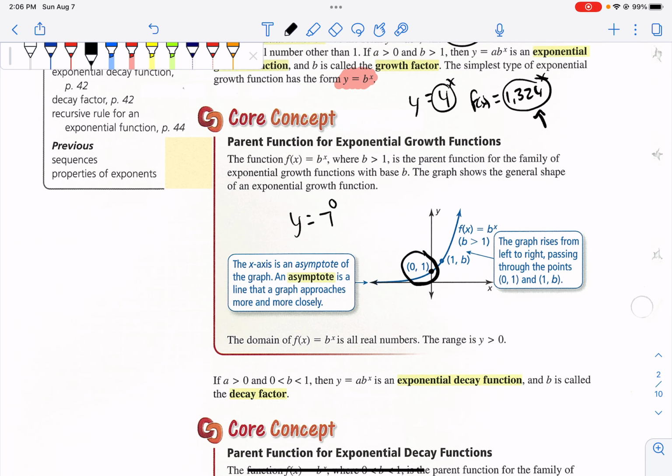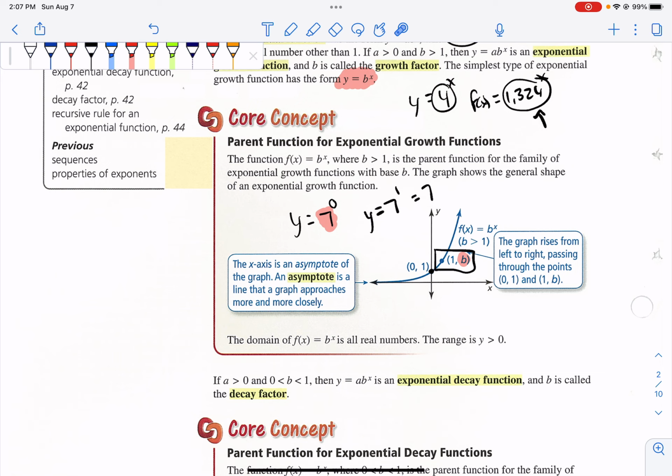One of the other important points is 1, b. This is another point that it always goes through. Whatever your base is, whatever this value is right here, that is going to be your y value when the x is 1. Which again makes sense because y equals 7 to the first power equals 7. So that's always going to be another point on your graph. And then from there, my exponential function shoots up really, really, really fast. Okay, it gets really steep really fast.